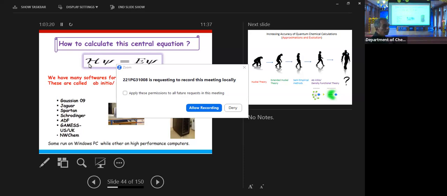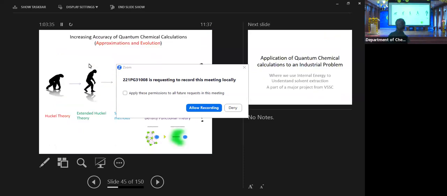But you are calculating H psi equal to E psi. That's our thing. Again, like I said, this is wave function. ADF is density. We don't have enough time in this one hour or whatever it is to go into so much depth. Gaussian is good. Yes, definitely better.